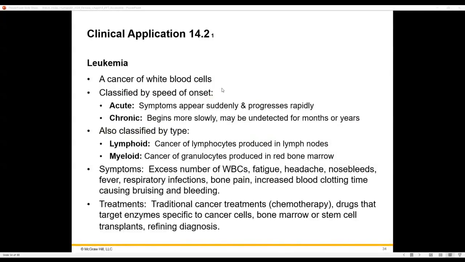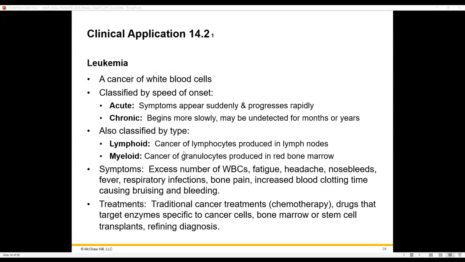Okay, clinical application: leukemia. This is a cancer of the white blood cells, and it's classified by the speed of the onset. It's acute leukemia if the symptoms appear suddenly and progress rapidly. It's chronic if it begins more slowly, and it may be undetected for months or years. It's also classified by type.